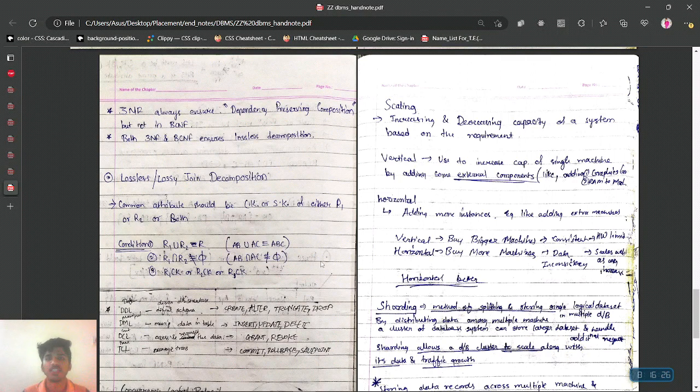Vertical scaling is used to increase the capacity of a single machine by adding external components, like adding a graphics card or extra RAM to the machine. And horizontal scaling means adding more instances of machines, like adding an extra machine as it is. So vertical scaling means buy bigger machines, and horizontal scaling means buy more machines.